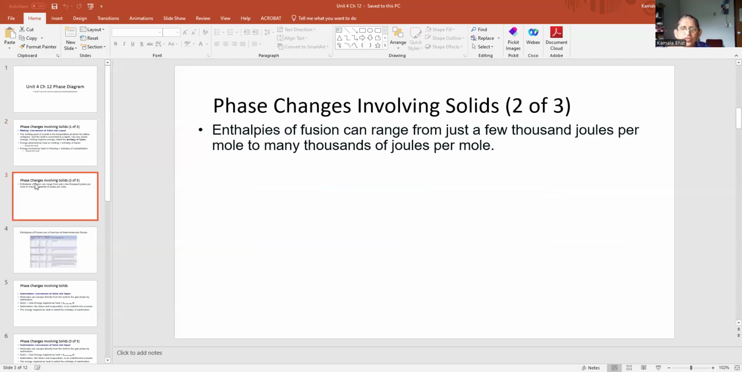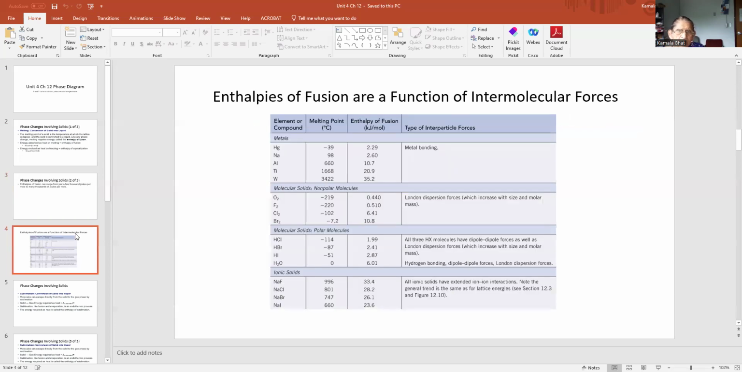So the phase changes involving solids. Enthalpy of fusion can range from just a few thousand joules per mole to many thousands of kilojoules per mole. And here, various different compounds and elements are shown, and their melting points are shown, the changes of the ions are shown, and you can see which force comes into play. Because remember, the energy and the melting point or boiling point is a function of the intermolecular forces.